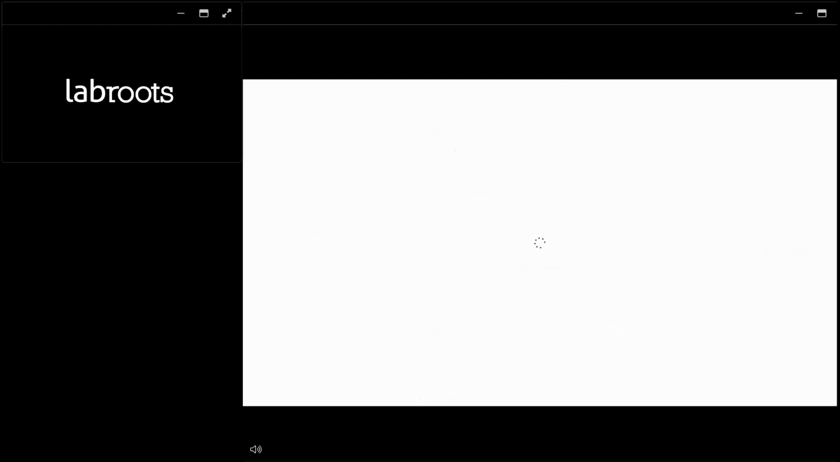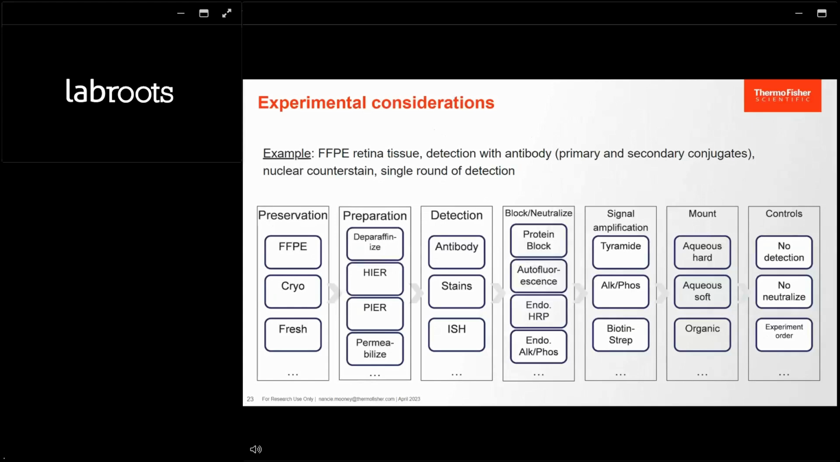So in this example, we have FFPE retinal tissue that we're going to run detections on with antibodies, a primary antibody and a series of secondary antibody conjugates that we're going to use fluorescently. We're also going to stain with a nuclear counterstain and do a single round of detection. So what are some of the things we should consider?